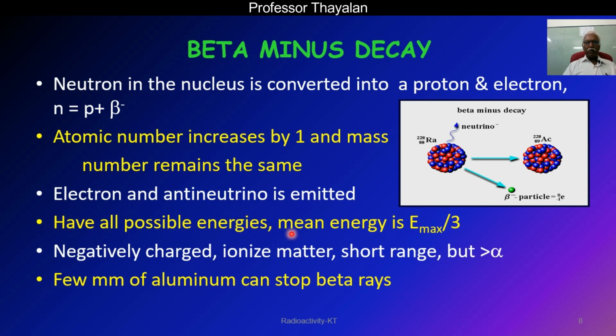It has all possible energies and the mean energy is given by E max by 3. It is negatively charged, ionizing matter, it has short range, but the range is higher than the alpha particle. A few millimeters of aluminum can stop beta rays.